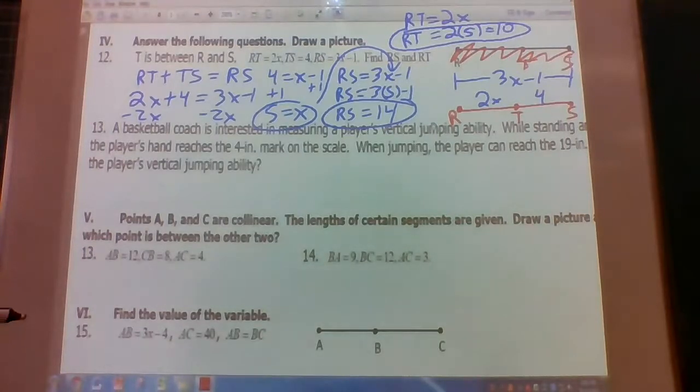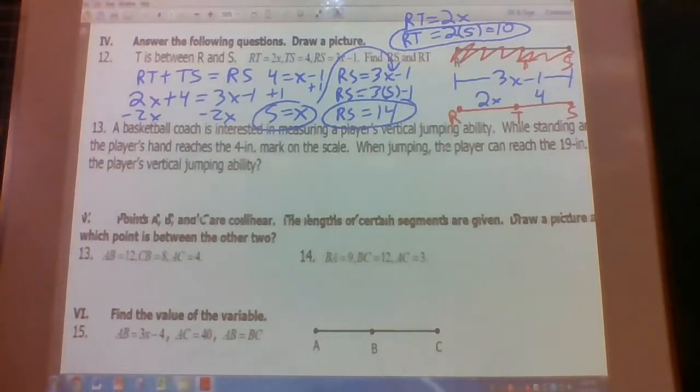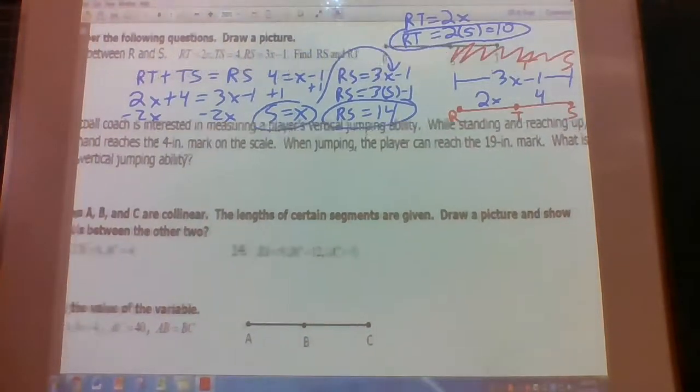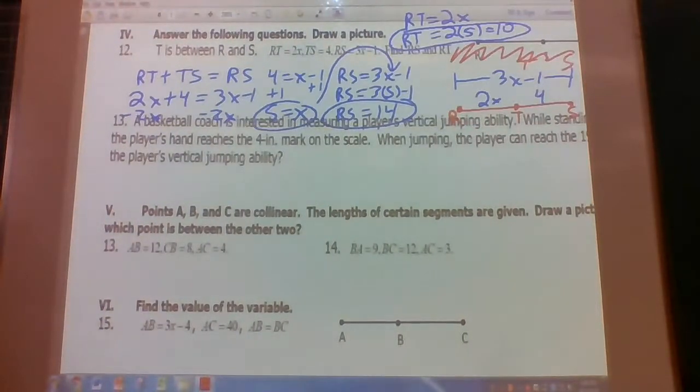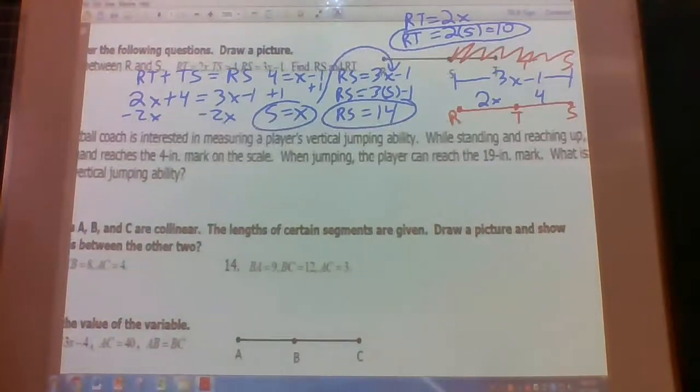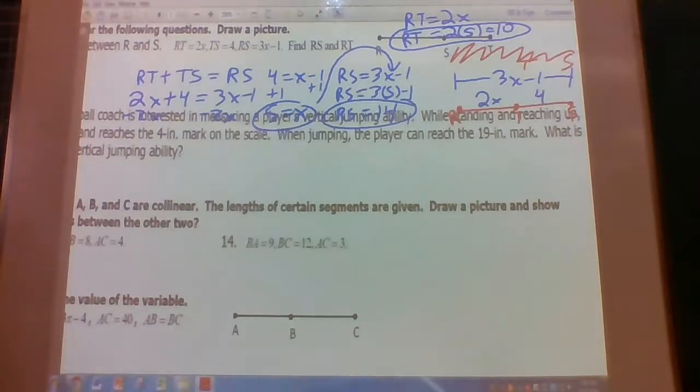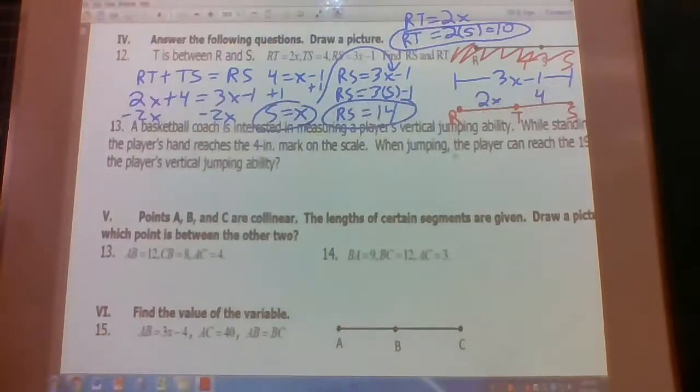All right, the next one, a basketball coach is interested in measuring a player's vertical jumping ability. So while standing, and reaching up, the player's hand reaches the 4-inch mark on the scale. When jumping up, the player reaches 19 inches. What is the player's jumping ability?